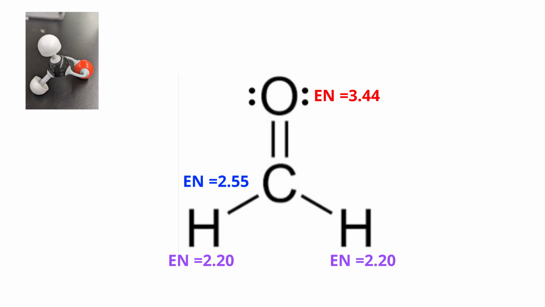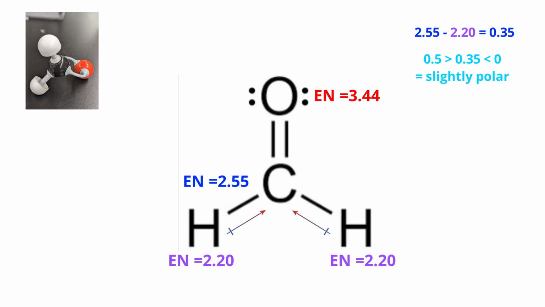Now let's talk about polarity. How do we find polarity? First, we need to calculate the change in electronegativity within each individual bond. You can calculate this by subtracting the electronegativity of one atom from another that it is bonded to. Here we have hydrogen and carbon bonded together, so to calculate the change in electronegativity, you need to subtract 2.2 from 2.55, giving us 0.35, which is less than 0.5 but more than 0, making it slightly polar.